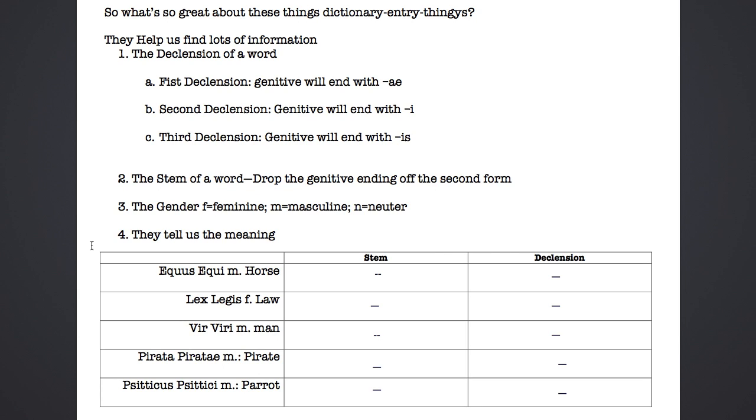Okay, this is the same sheet you have. It's a prettier version, and then I added this at the bottom. So, dictionary entries are important because they tell us the declension of a word, they tell us the stem of the word, they tell us the gender of the word, and they tell us the meaning of the word. Okay, I want you to go ahead and draw this chart at the bottom of your page. Do not draw these little lines. These are just text boxes so I can type in them later.